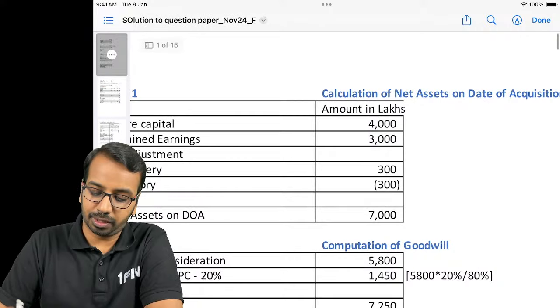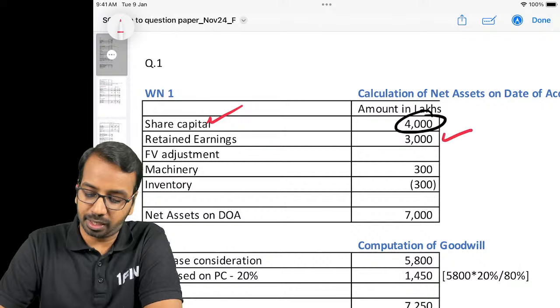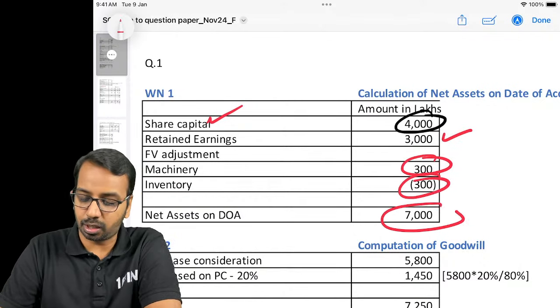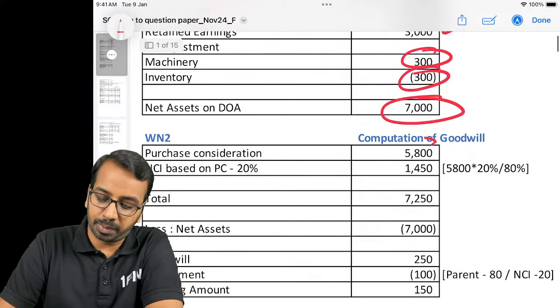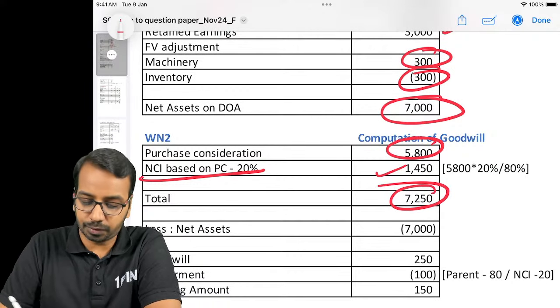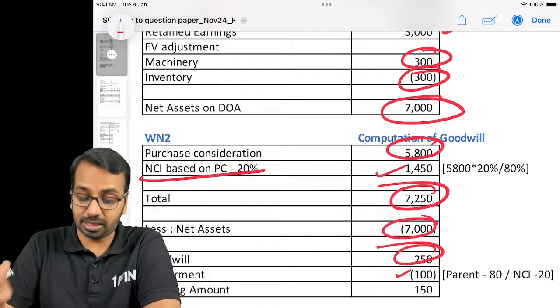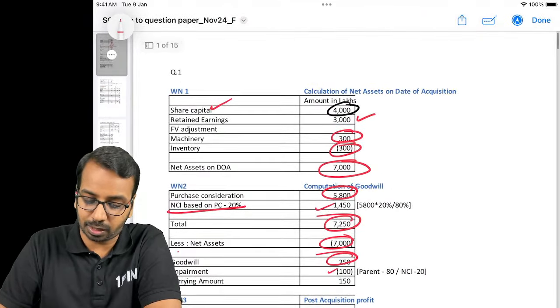So first one, calculating the net assets. 4,000 lakhs is the share capital, retained earnings 3,000 lakhs, machinery fair value adjustment 300, inventory minus 300, total comes to 7,000. Calculating goodwill: purchase consideration 5,800, 1,450 is NCI, total is 7,250. Net assets 7,000, so goodwill becomes 250. Impairment is given as 100. If I remember, I think we missed that point.